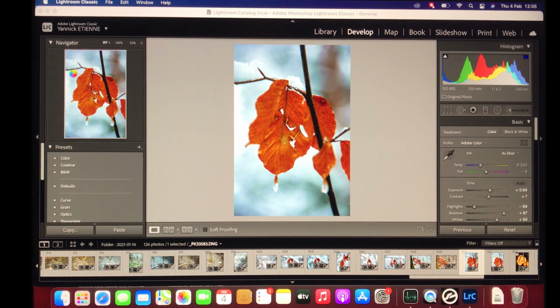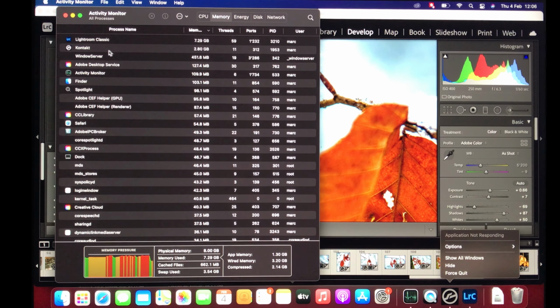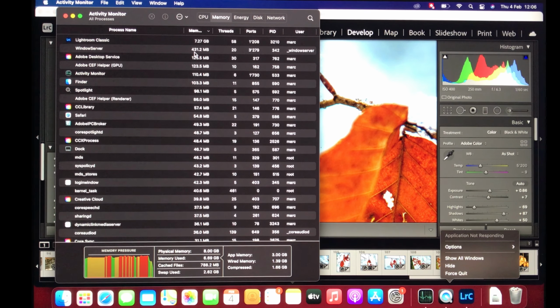Okay, so now we are out of Kontakt. The system is more reactive, so let's have a look at the monitor. Still pretty slow, but Kontakt is still here. We'll have still Kontakt, and now it's getting okay. So now we see that Kontakt quit, and we see now the pressure going down from the memory.